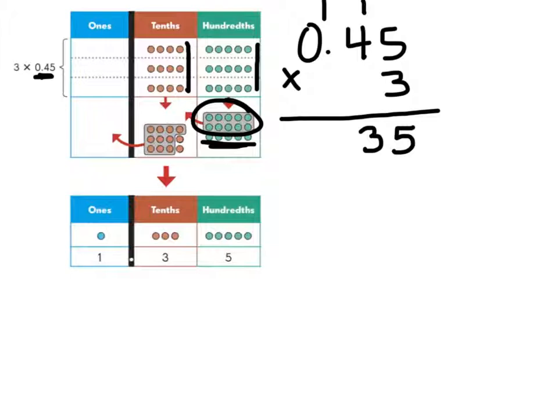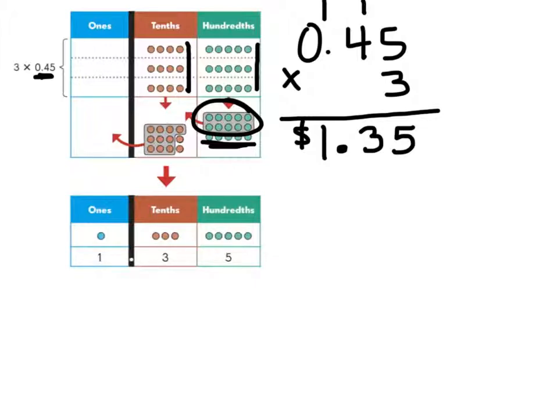3 times 0 is 0, plus 1 is 1. Last thing we do, drop down our decimal point to give us 1.35, or 1 and 35 hundredths. And finally, don't forget your dollar sign on your answer, because we're talking about 3 times 45 cents. So our answer is actually $1.35.